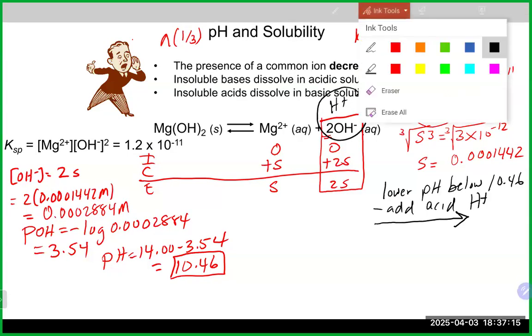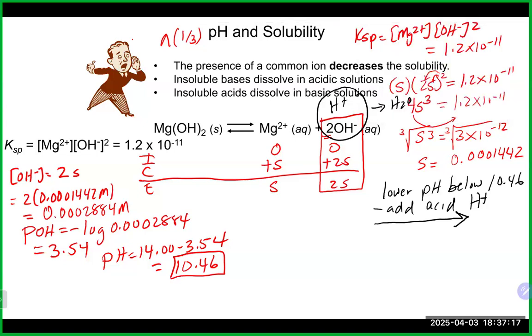Now, what would happen if we did the opposite, which is we decided we want to go above a pH of 10.46. To do that, we obviously would probably need to add a base. And when we add base, we're essentially adding hydroxide in this case, right? And hydroxide is actually in the equilibrium.